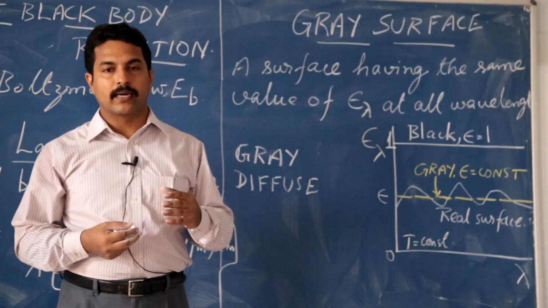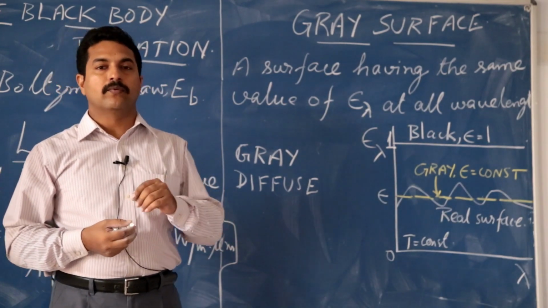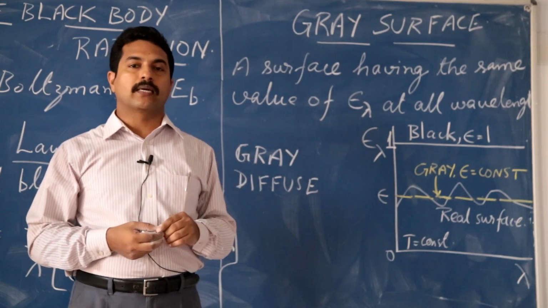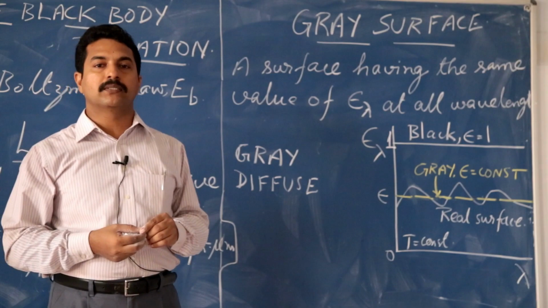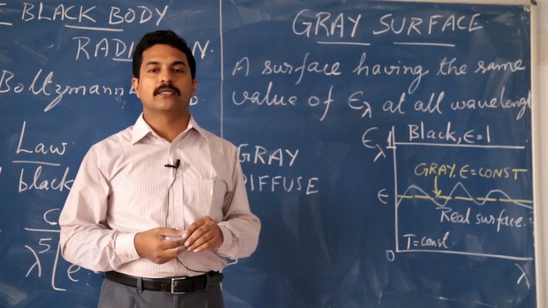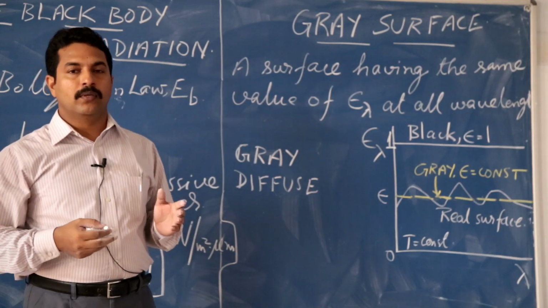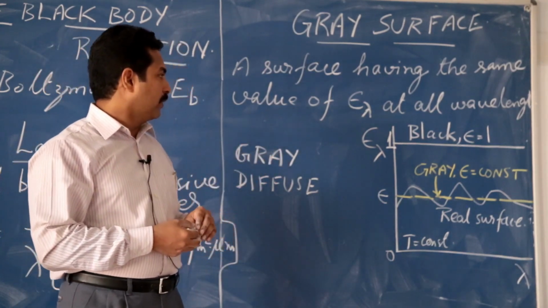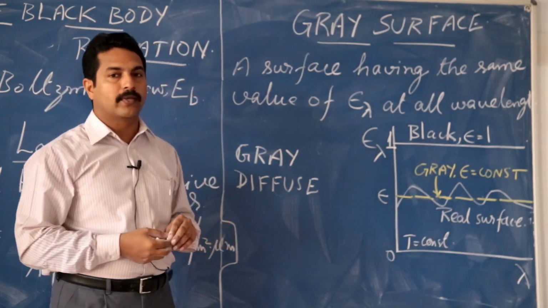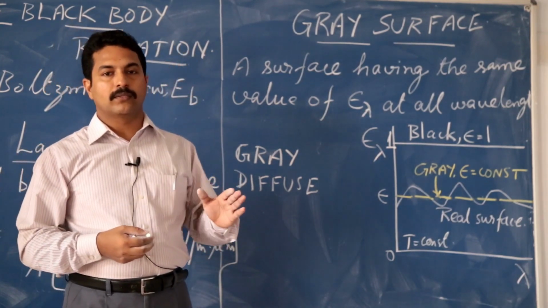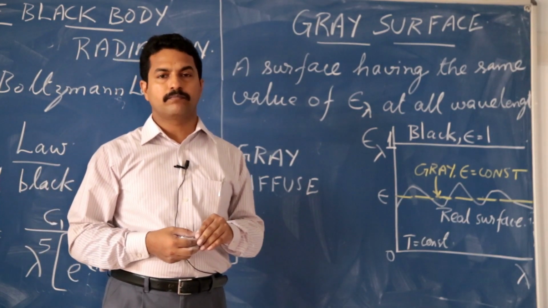Usually in radiation problems, first they will state that you can consider the surface as a gray diffuse surface. Gray diffuse surface means no need to worry about the variation in wavelength as well as the variation in direction. So that's the meaning of gray diffuse. Once again, a gray surface is a surface having the same value of epsilon lambda, that means along the wavelength, the emissivity is the same.